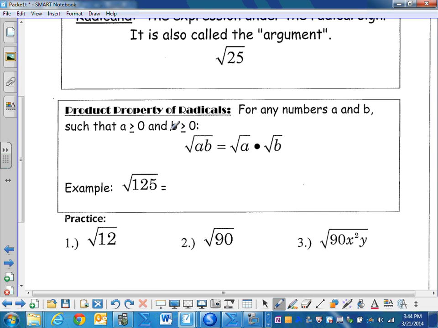We're going to talk about the product property of radicals. The square root of AB is equal to the square root of A times the square root of B. An example of this is the square root of 125 can be written as the square root of 25 times the square root of 5. And we know that can be simplified to 5 square roots of 5.